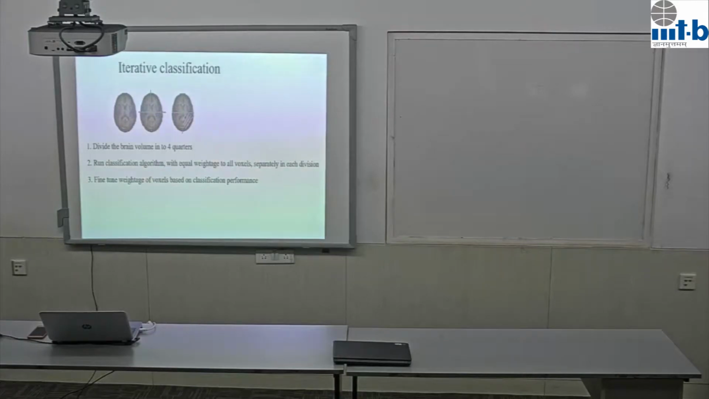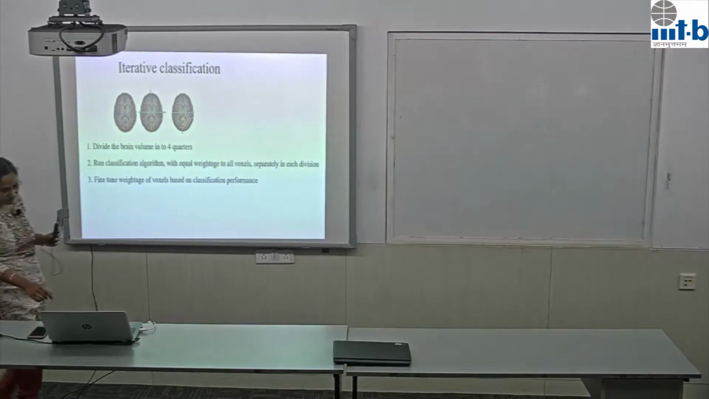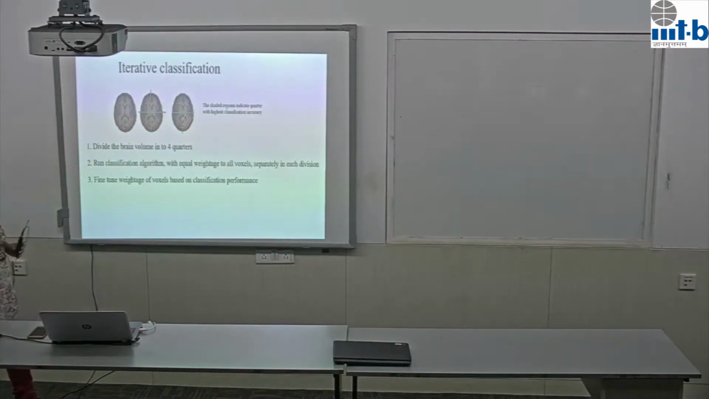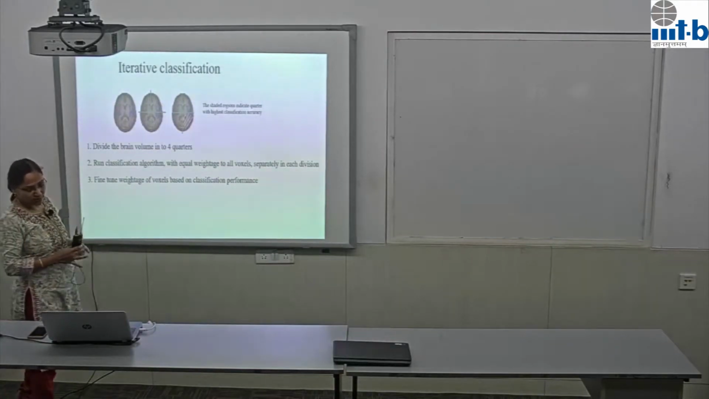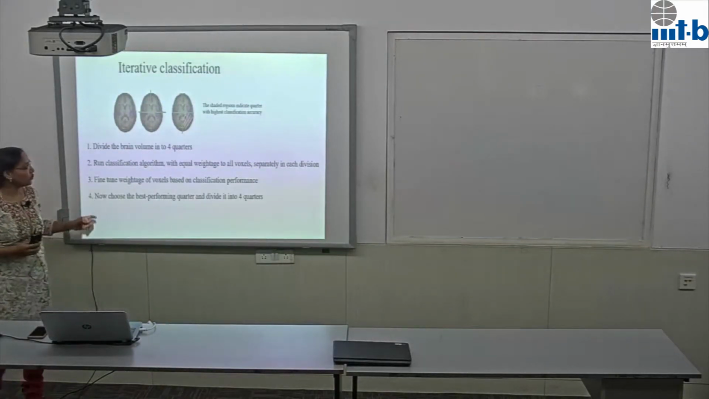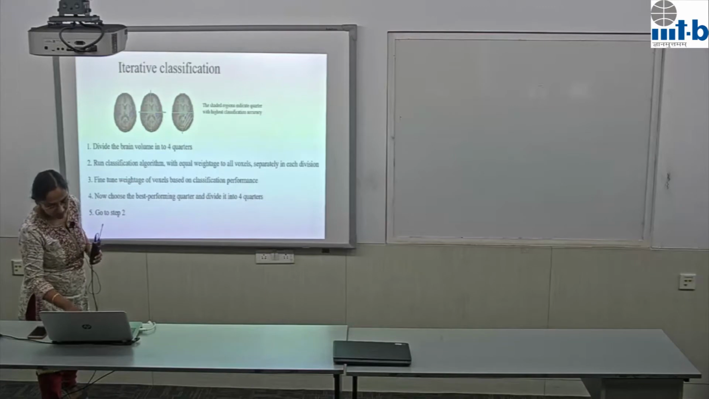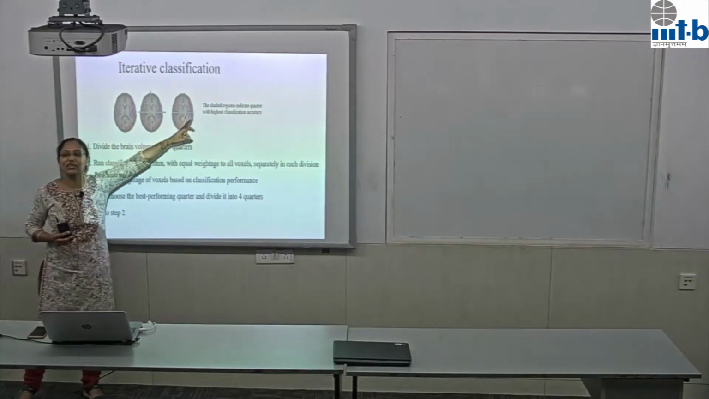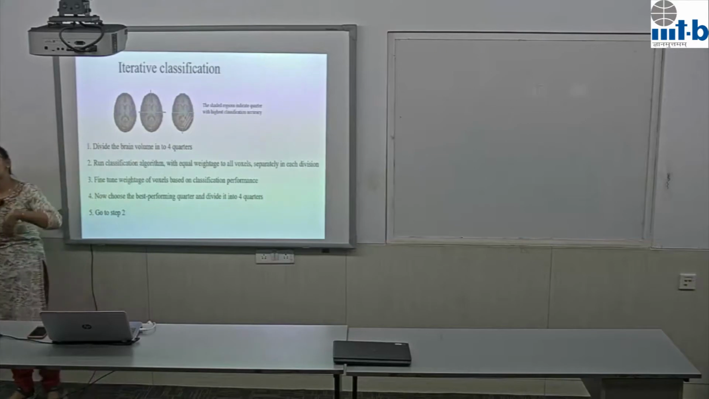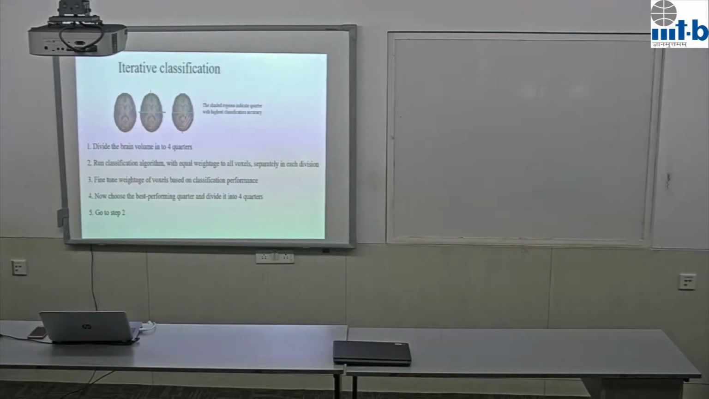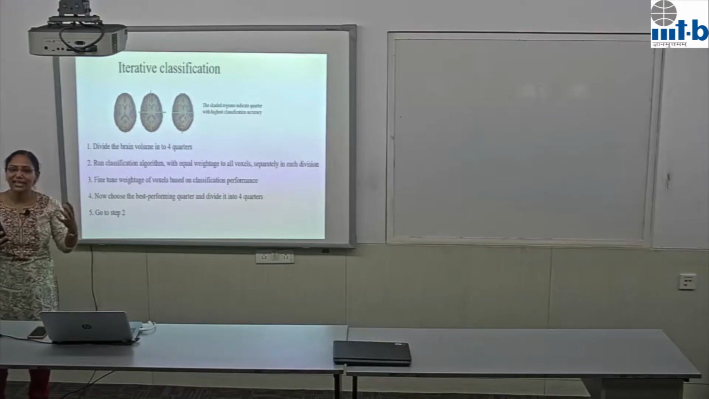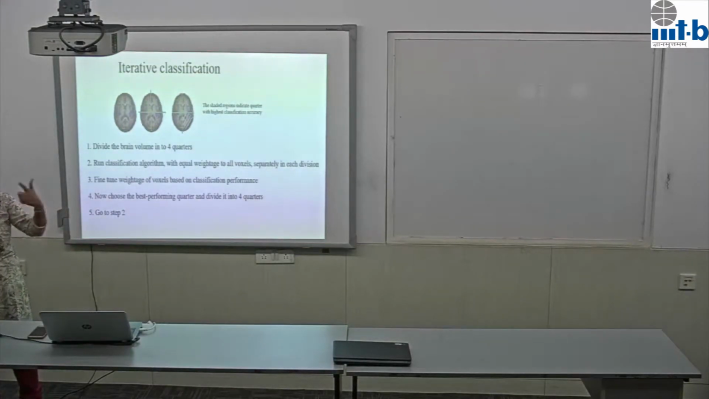So I know that the person has done 2 different tasks, and I have some ground truth. So we will fine-tune the weightage of voxels based on the classification performance, choose the best performing quarter, and further repeat the same exercise. Now fine-tune the weights of the voxels of the best performing one. This way you can reach those voxels that are the most relevant. Now if you want the second best, you leave out this and then repeat it for the remaining.